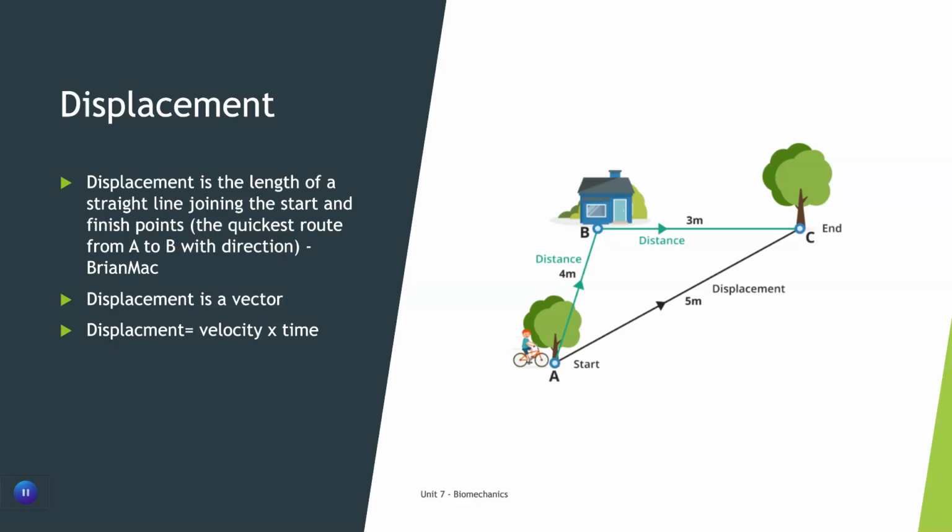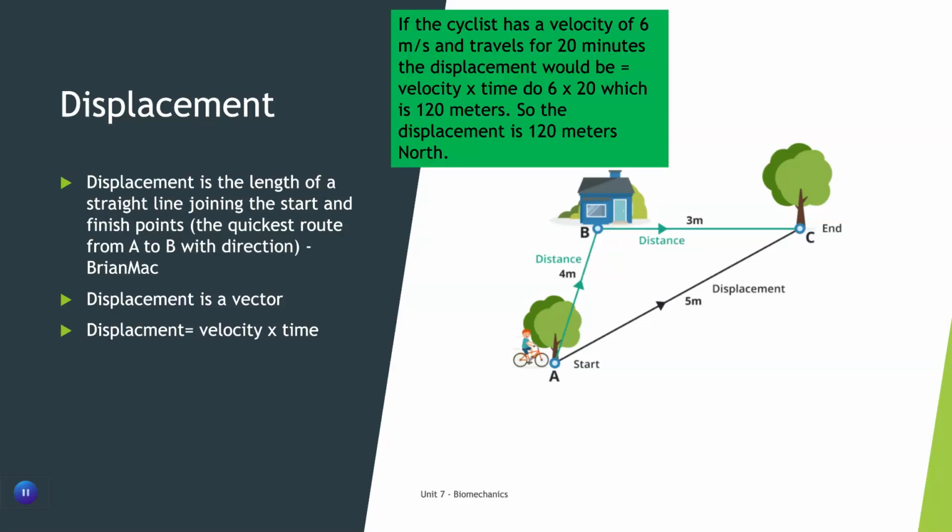An example of this in sport is a cyclist cycling. If the cyclist has a velocity of 6 meters per second and travels for 20 seconds, what is the displacement? So you do 6 times 20 to get 120, because it's measured in meters, it'd be 120 meters. Also, as displacement is a vector, it needs a direction, so you'd say 120 meters north.